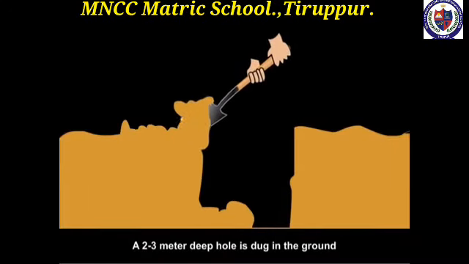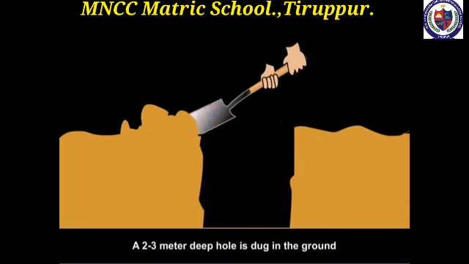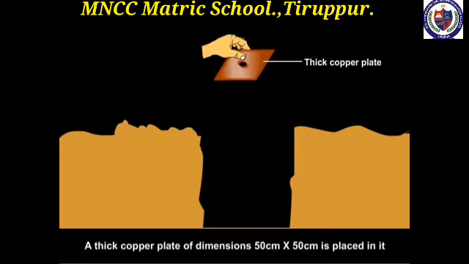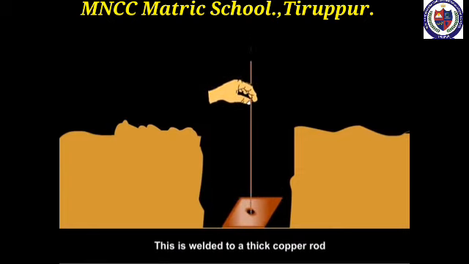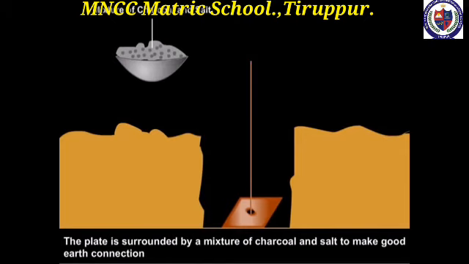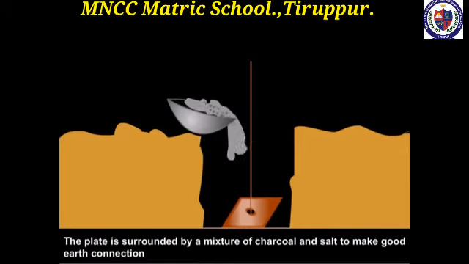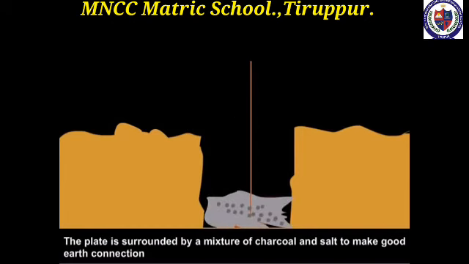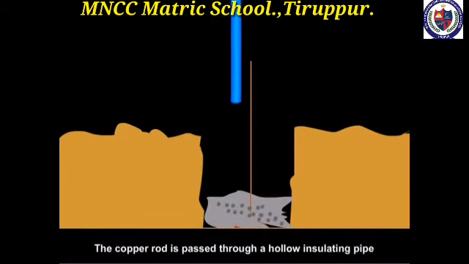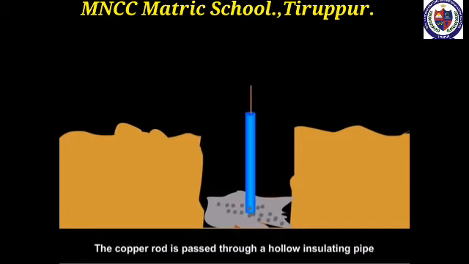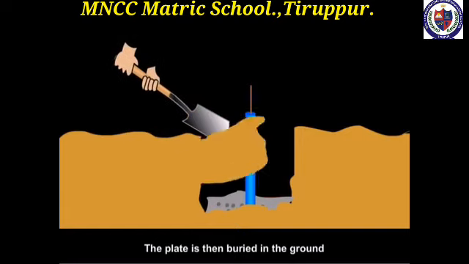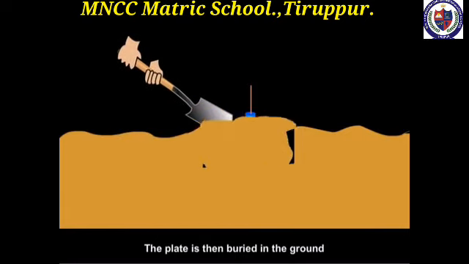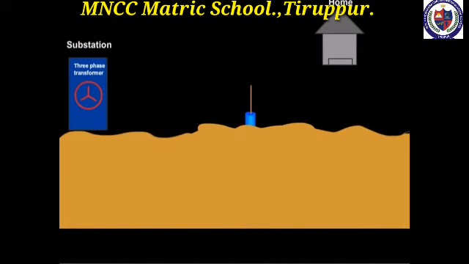A 2 to 3 meter deep hole is dug into the ground near the house. A thick copper plate, roughly half meter by half meter, is placed in the hole. This is welded to a thick copper rod. The plate is covered with a mixture of charcoal and salt to make a good connection with the earth. The copper rod is protected by a hollow insulating pipe. The plate is then buried into the ground. The copper rod is connected to the house and this is called earthing.